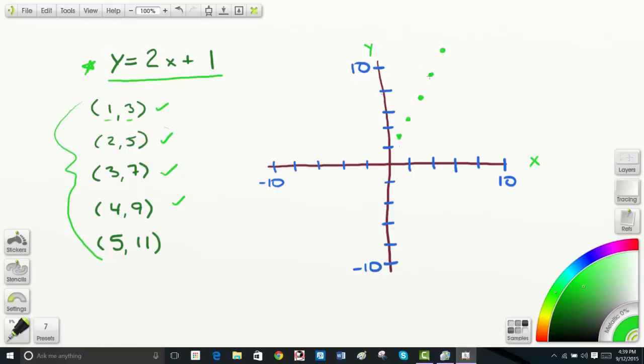Now if you notice, we have a visual pattern in the same way that we had a pattern of numbers here, 3, 5, 7, 9, 11, which happen to be odd numbers counting up from 3. That is a number pattern, but over here on the right we now see that those ordered pairs also make a nice visual pattern.